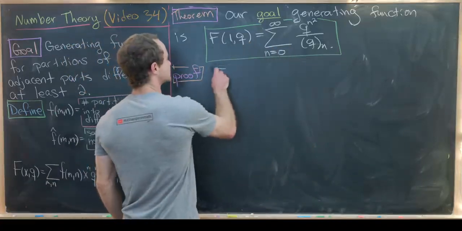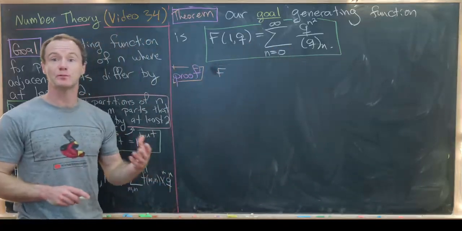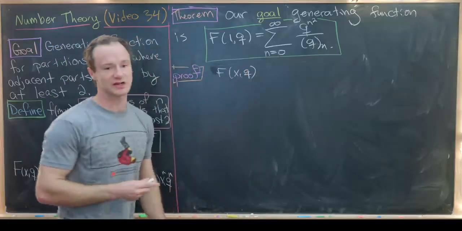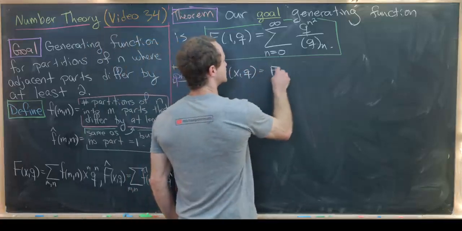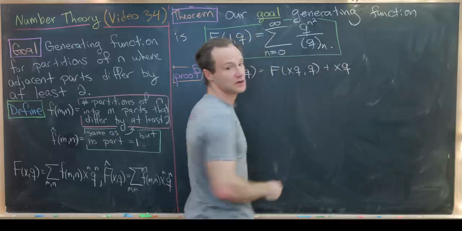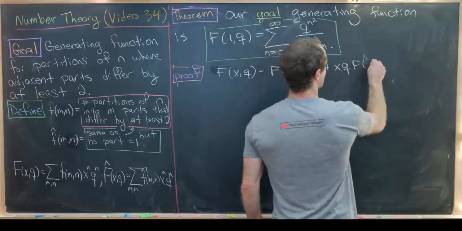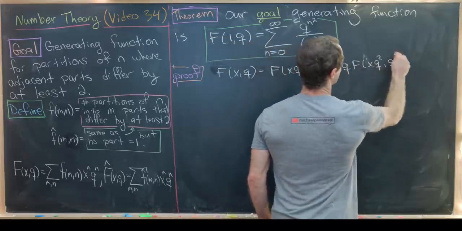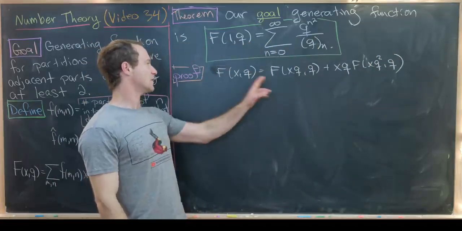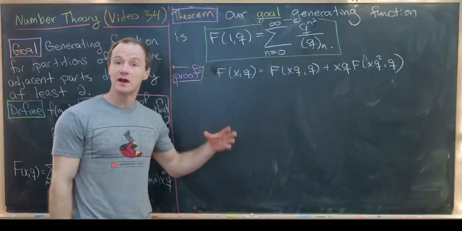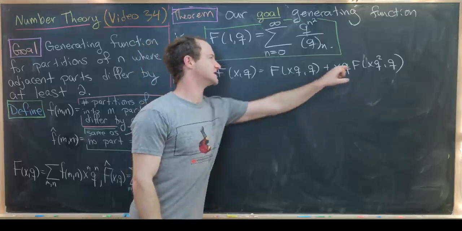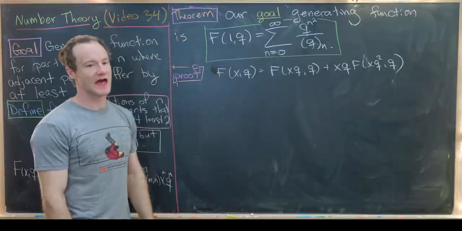So from the previous proposition, we can put those two portions of the proposition together into this single equation. F of x,q is equal to F of xq,q plus xq times F of xq squared,q. So let's recall that the part that we proved had something with hats over here on the right-hand side, but the part that I left as homework would allow you to translate those into just the standard F's without the hats.